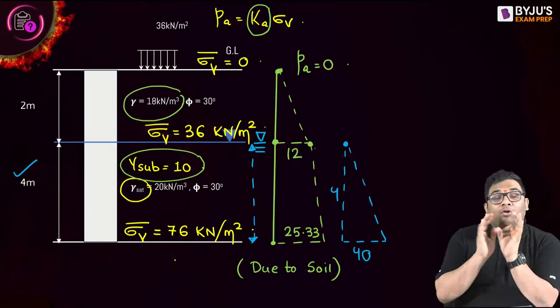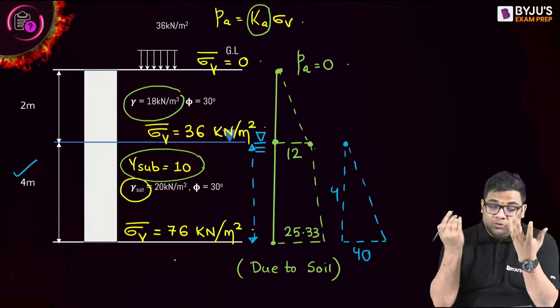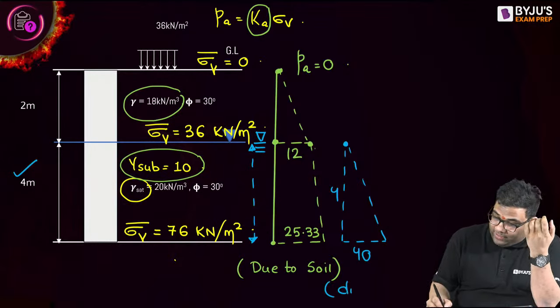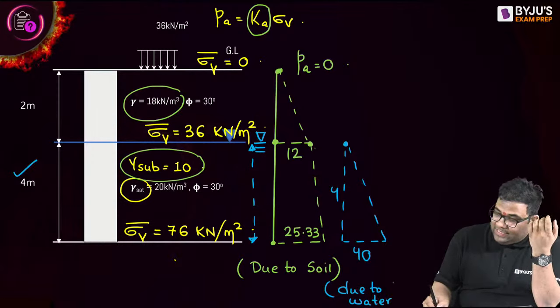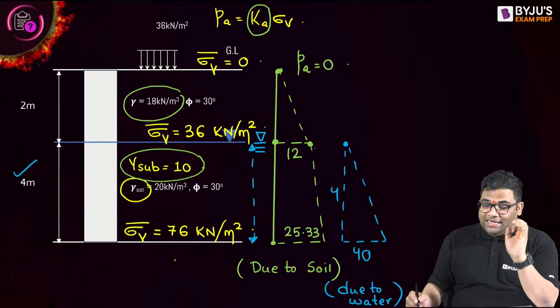Very good. So we draw the distribution due to soil and then due to water. There is surcharge also. We'll see that later.